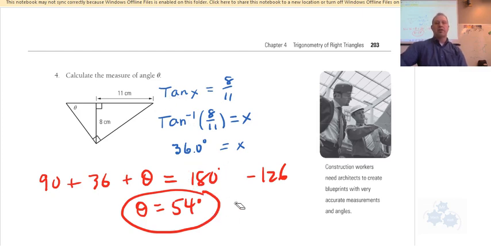Good. So here's your answer, 54. Any questions on that one? Oh, okay, so here's 36 right here, and this one is 54. And this is the one we're trying to find, so that's our answer.